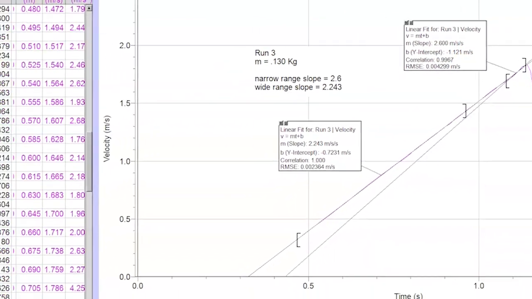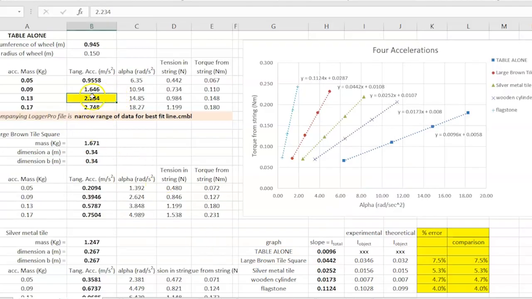So if I go back to my data table here, and all I'm going to do is replace this one value of tangential acceleration with 2.6, that will change this data point right here in my graph. This is my torque versus alpha line for the table alone. And you see the slope is 0.0096. And down here, that's what I've got as my value for the inertia of the table alone, 0.0096.